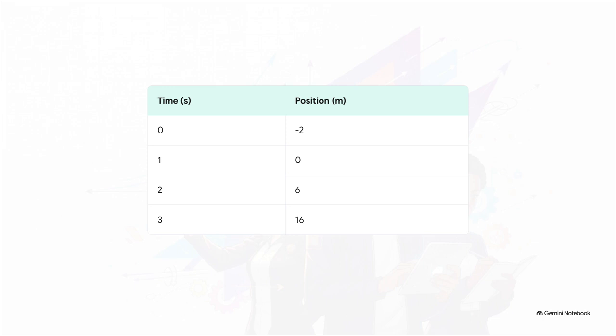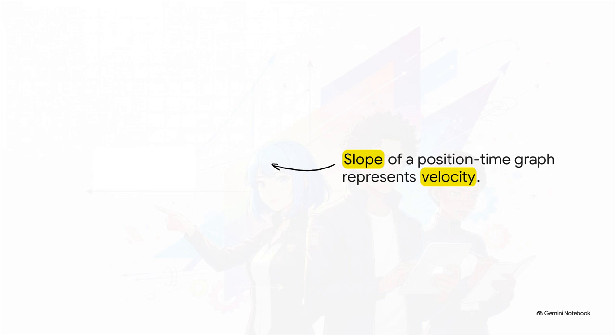Just look at the jumps in position. They're getting larger every single second. First it moves 2 meters, then 6 meters, then 10 meters. This increasing distance covered per second, that is the literal mathematical signature of acceleration. When you map this kind of data out on a position-time graph, the steepness or the slope of the line tells you the instantaneous velocity.